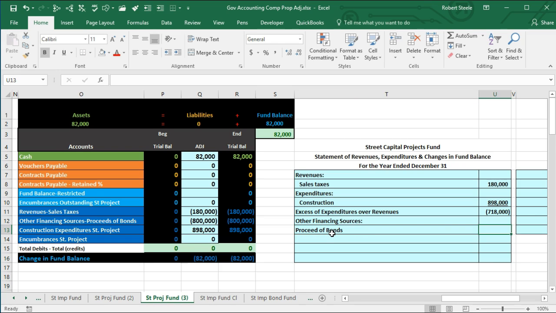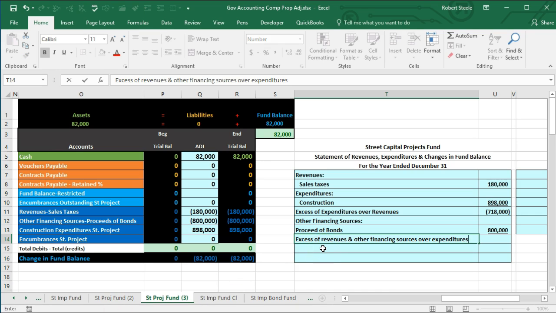There we have that. That's going to be equal to this 800,000. However, we want it to be a positive number. Therefore, we're going to flip the sign by putting, instead of an equal sign, a negative of that number and enter, flipping it to a positive number. Then we're going to subtract those out. I'm going to put an underline under here. I'm going to go to the home tab, font, underline, and we'll subtract those numbers out, giving us the excess of revenue and other financing sources over expenditures.